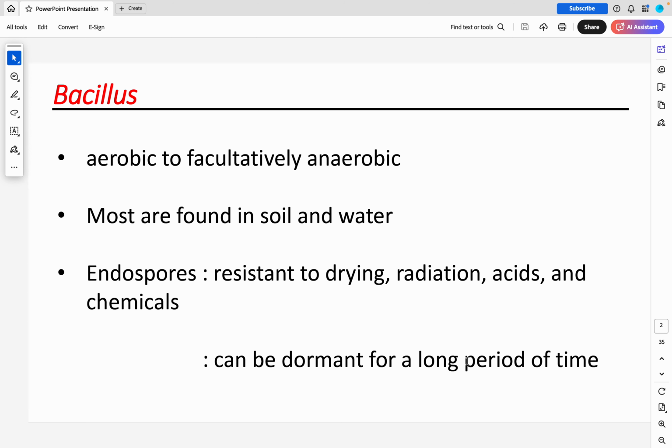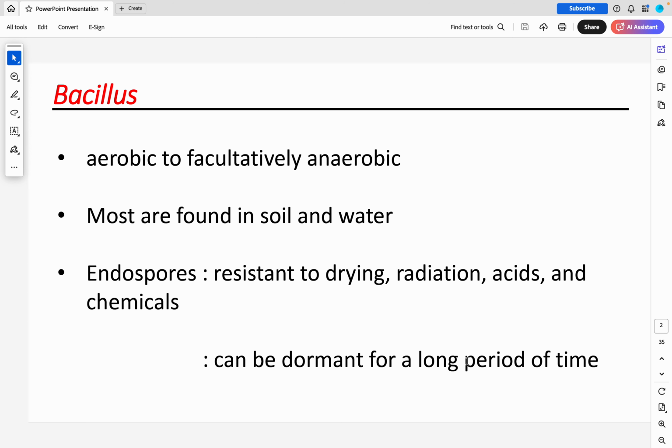Bacillus are a genus of spore-forming bacteria that could be aerobic or facultatively anaerobic. Most of them are found in the environment, particularly in soil and water. A key feature of this group is the formation of endospores.